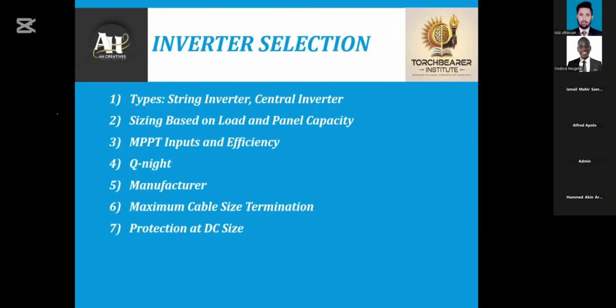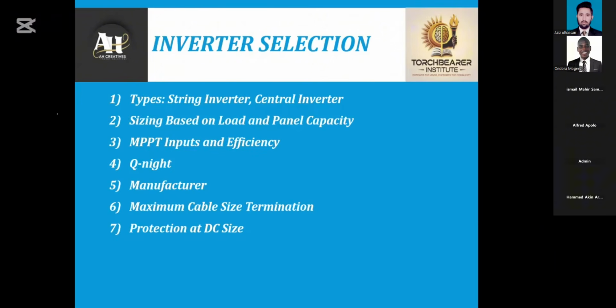Also, we have the manufacturer. Some companies don't have a 100 kilowatt inverter or a 300 kilowatt inverter. So if your system is 300 kilowatts, you go for an inverter that is above 300 kilowatts. Some manufacturers have those 300 kilowatt and 400 kilowatt inverters. So it's very important to check on that.